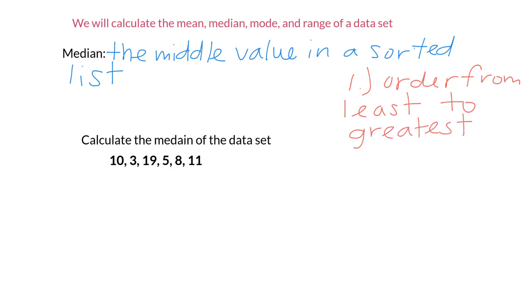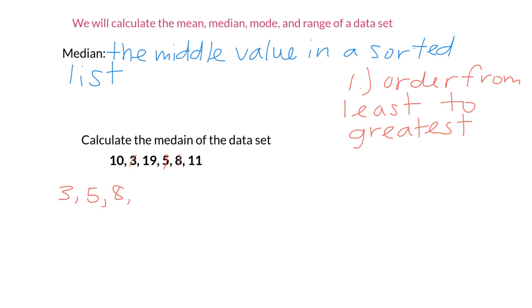And I know this seems like a really specific skill that we're focusing on today, and that is okay, but it does not mean that we don't need to be careful when we go to order our data set. So I'm going to start by looking at my values right here, calculate the median of the data set, and I see that my smallest value, my least value, is 3. Now I like to mark these off as I go so I don't miss any or repeat any number values in my list. Okay, and then 5. Next I see 8.